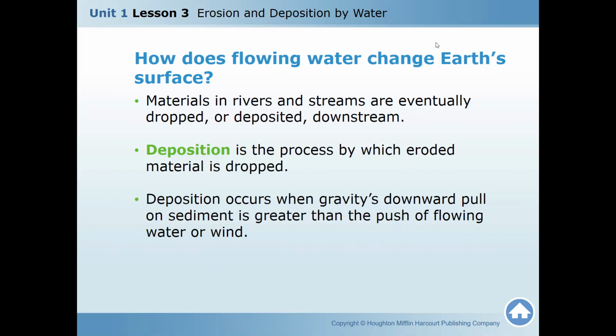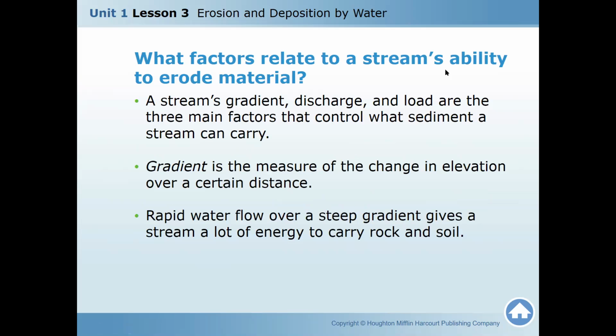Now here, next, a stream's gradient, discharge, and load are the three main factors that control what a sediment stream can carry. A stream's gradient, a stream's pressure, how it flows, depends upon what sediment the stream carries. What is the meaning of gradient? Gradient is the measure of the change in elevation over a certain distance.